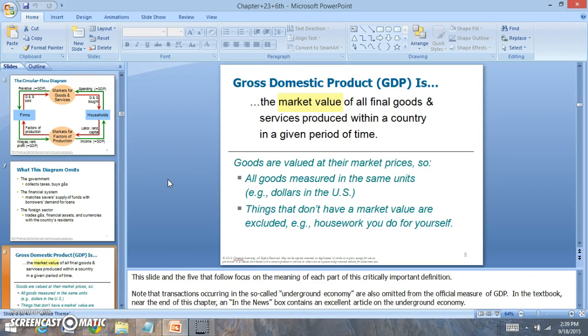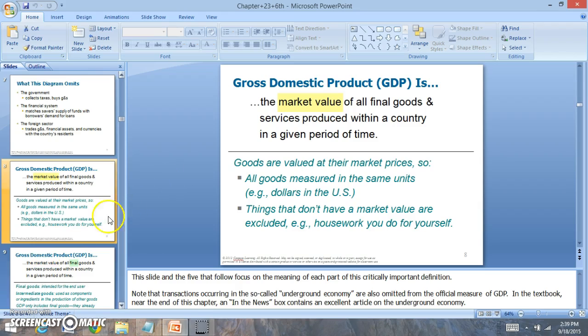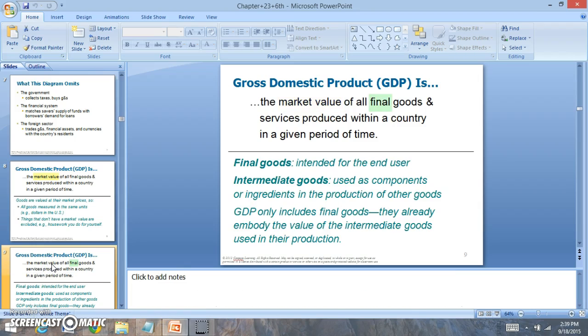Now, when we look at GDP, we're looking at the market value of all final goods and services produced within a country in a given time period. It's important to note that GDP is a key indicator of how our economy is doing. So we have to measure the market value. We also are measuring final goods and services. We're not measuring intermediate goods.